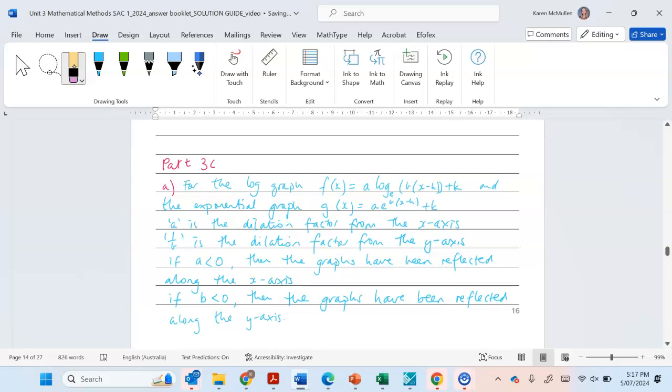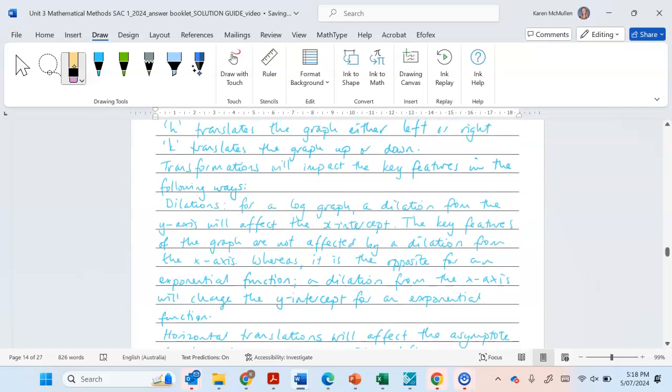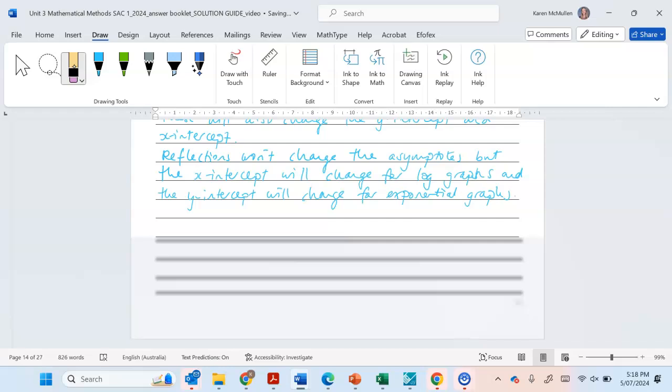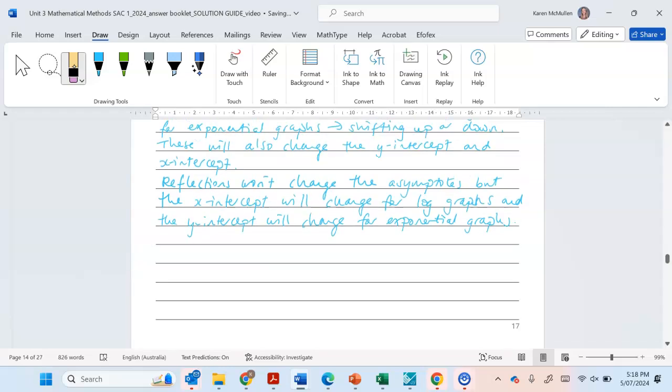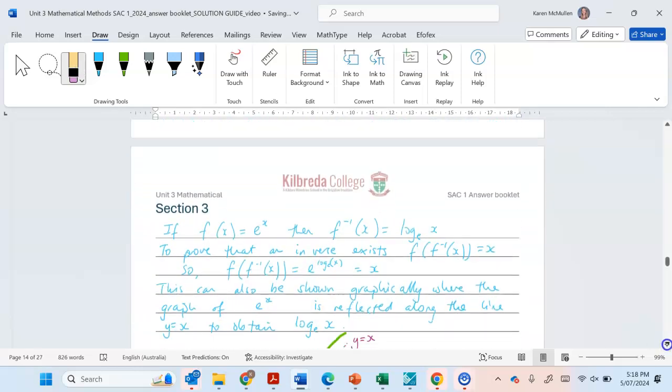What was part 3C? Just trying to think. Oh, transformations. Some people talked about transformations, but not all the transformations. When you're talking about transformations, you've got to cover them all. That's what I've done there. Hopefully they're all correct. It's been a while since I did these solutions, and I haven't actually gone back and checked them or changed them as I should have done.